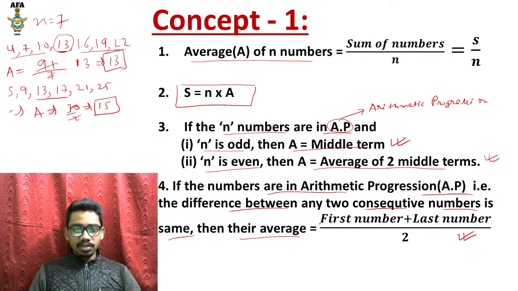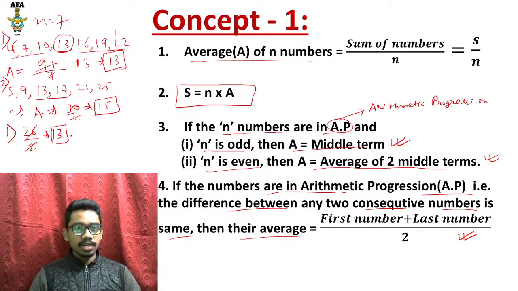So you can do one thing, you can apply this formula: first term plus last term by 2. So for the first case, this is case number 1 and this is case number 2. For the first case, the first term is 4, last term is 22. That will be 26 by 2, first term plus last term by 2, average equals 13. So we are getting the same answer.